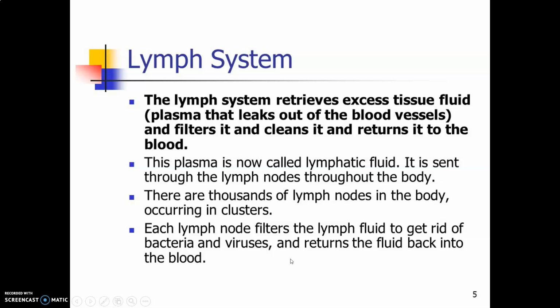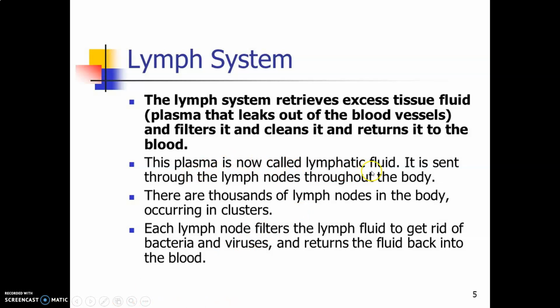Now we talk about another very important body fluid, which is lymph. The lymph system retrieves the excessive tissue fluid. That's why lymph is also called the interstitial fluid or the tissue fluid, or it is also called the middleman. It is called the middleman because it is the fluid which leaks from your blood vessels and forms the lymph. Lymph does not contain the large size proteins, the RBCs and the platelets.